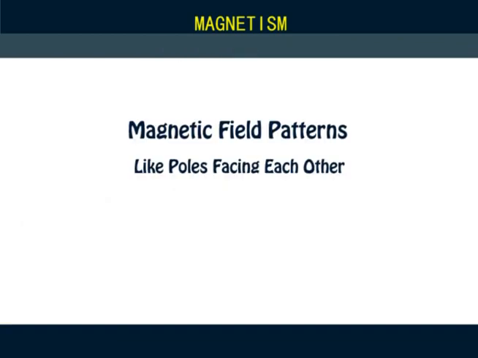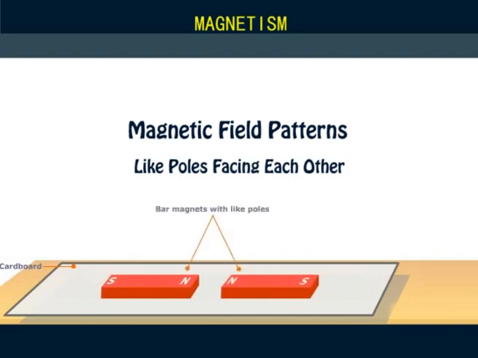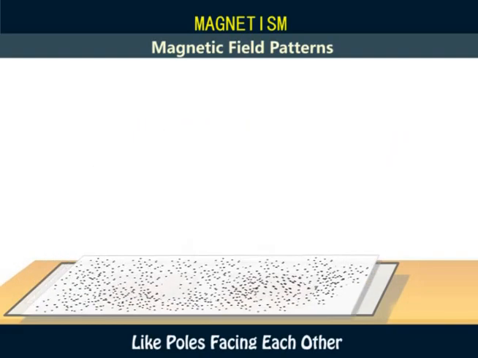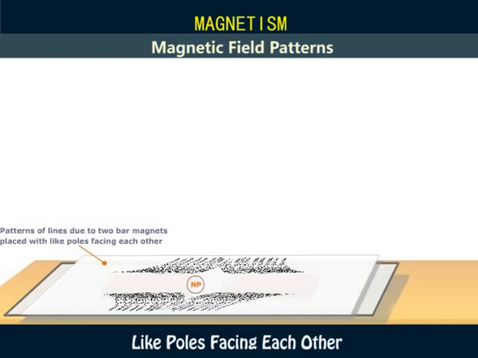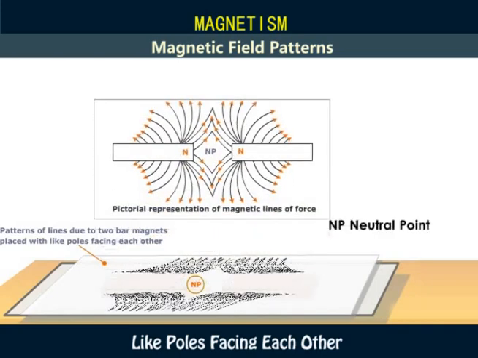Next is patterns due to two magnets placed with like poles facing each other. Again, we place a paper with iron filings sprinkled over it above the two magnets. The iron filings distribute in this pattern, and we can also represent this pattern diagrammatically.